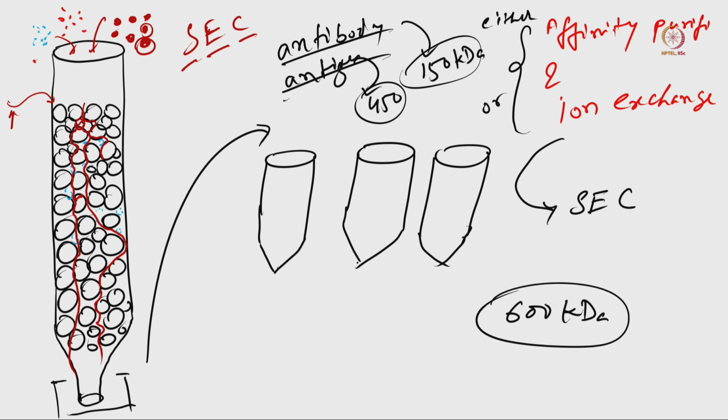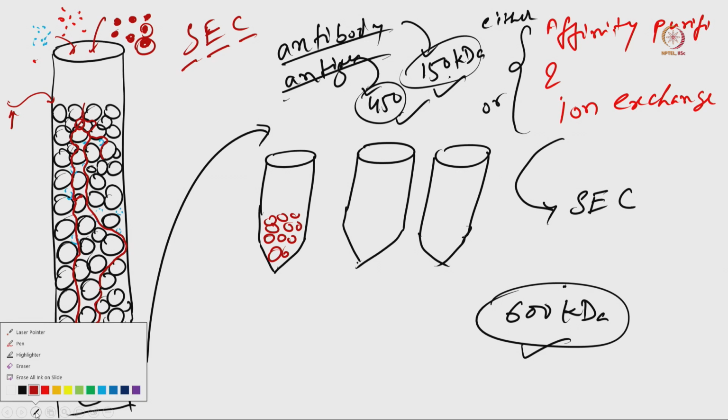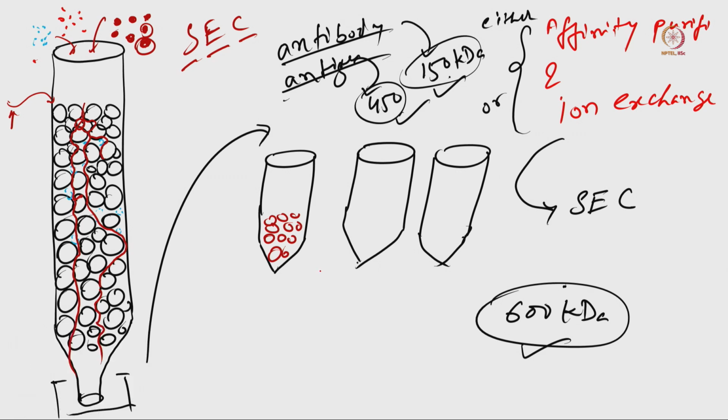Now, if we compare these three sizes, this complex has the largest size. If you mix these three proteins together, the first protein, second protein and third protein, this largest complex will elute first. In this particular case, I will get the protein with the larger size at the beginning, because it will elute first, and then coming to the next one, that is my red protein, it is comparatively smaller in size.